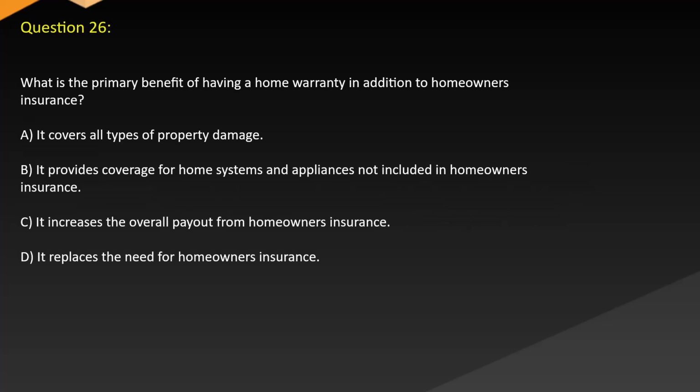Question 26. What is the primary benefit of having a home warranty in addition to homeowners insurance? A. It covers all types of property damage. B. It provides coverage for home systems and appliances not included in homeowners insurance. C. It increases the overall payout from homeowners insurance. D. It replaces the need for homeowners insurance.